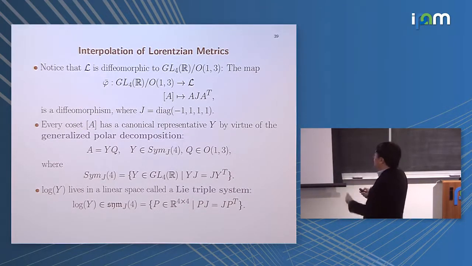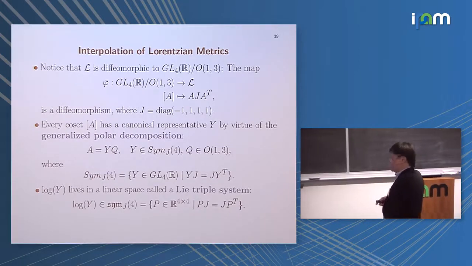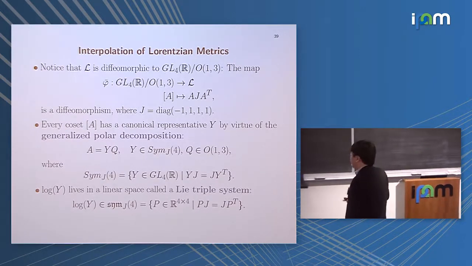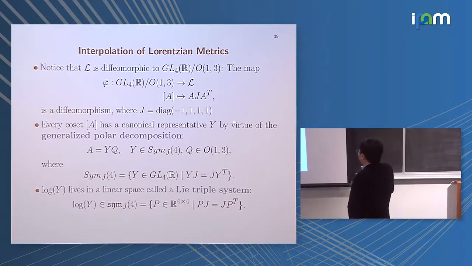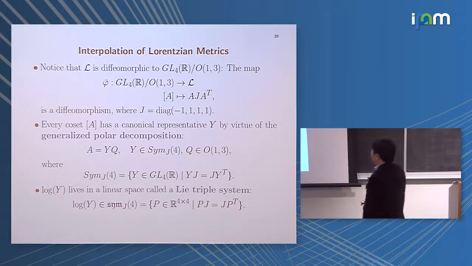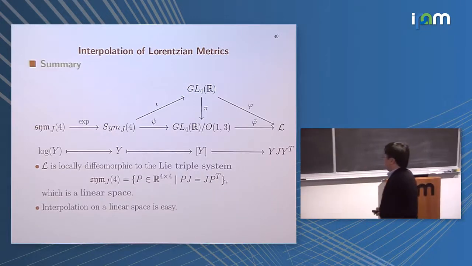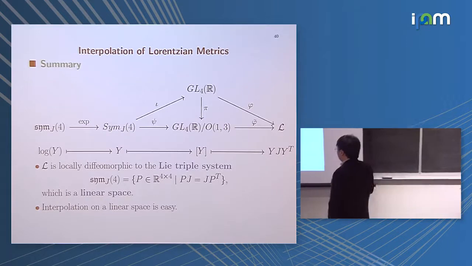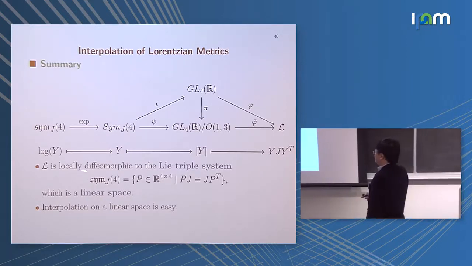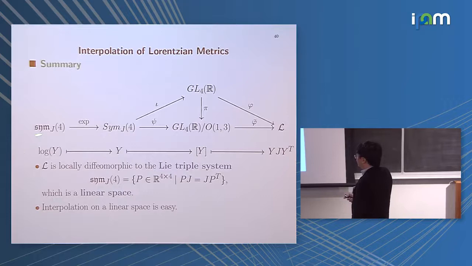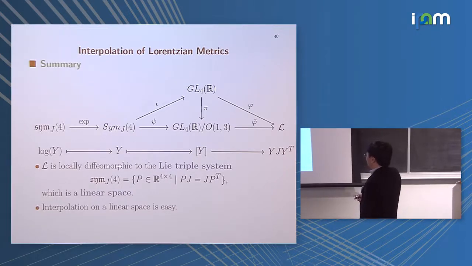And so it's a quotient space, and the point is that every coset in this quotient has a canonical representative using a generalization of the polar decomposition, in the following way. In particular, if you take the matrix log of this canonical representative Y, it lives in a linear space called a Lie triple system, which is given by this defining property. A Lie triple system is not a Lie algebra, but nevertheless you can identify this Lie triple system with the J-symmetric matrices.